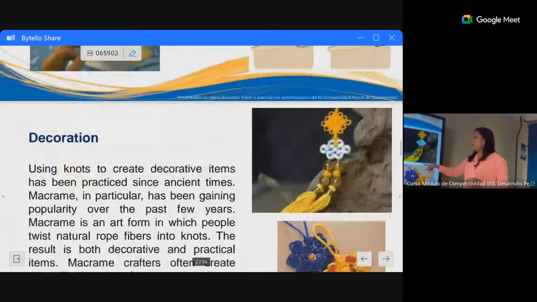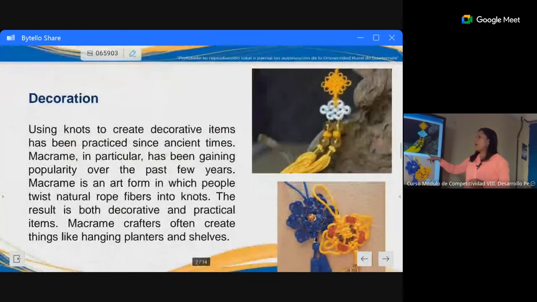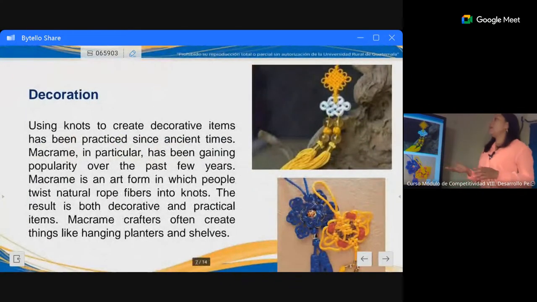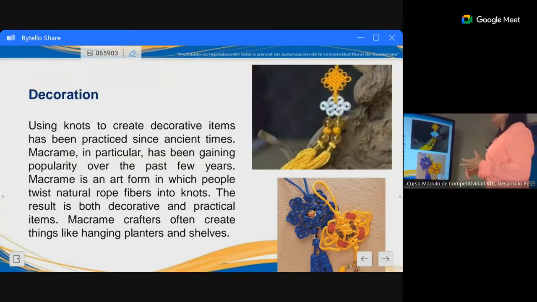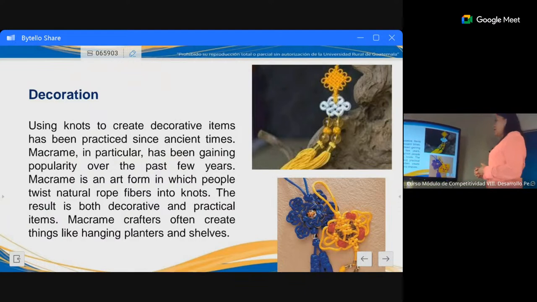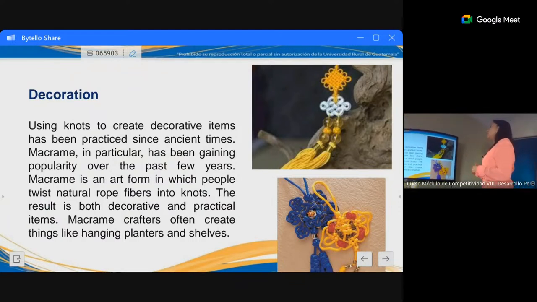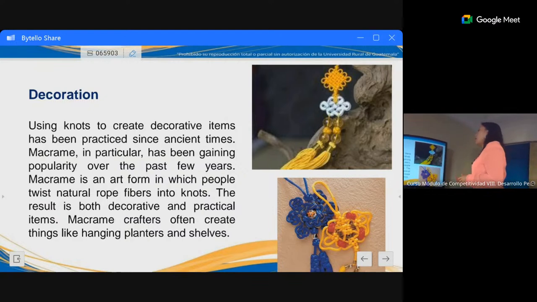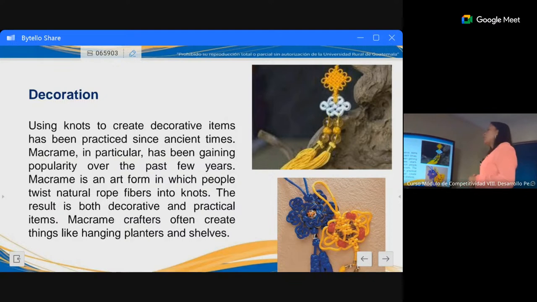And in here, as we were talking before, for decoration. So let's read it. Here it says, using knots to create decorative items has been practiced since ancient times. So macrame in particular has been gaining popularity over the past few years. Macrame is an art form in which people twist natural rope fibers into knots. The result is both decorative and practical items. Macrame crafters often create things like hanging planters and shelves.